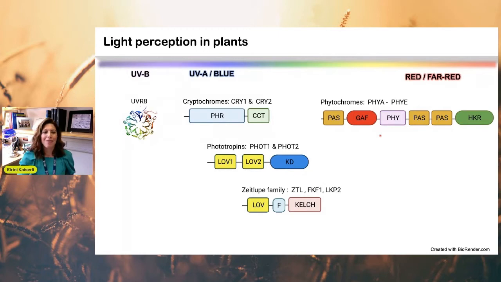Now, photosensing happens through specific domains in each photoreceptor family, with the exception of UVR8 that senses UVB through its tryptophans. All the other photoreceptors have photosensing domains that attach to a chromophore. In the case of blue light receptors, the chromophore is primarily flavin-based. In the case of phytochromes, the chromophore is phytochromobilin.